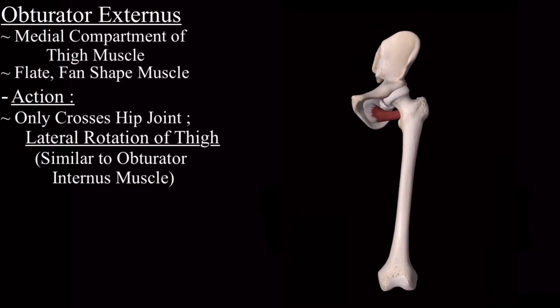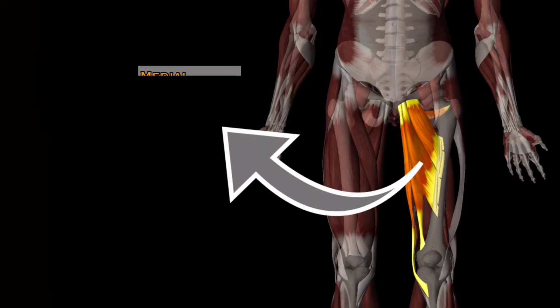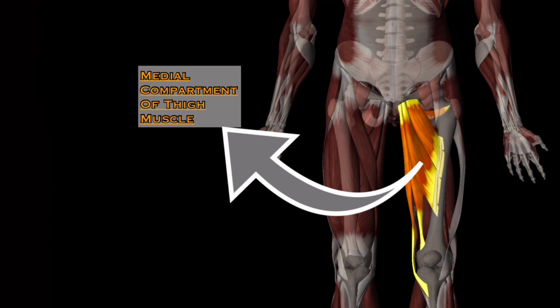This is the only muscle in the medial compartment whose action is different from its other muscles. All other muscles of the medial compartment adduct the thigh, while obturator externus muscle laterally rotates the thigh. So comparing its action with the obturator internus muscle will help you memorize its action. Next, I will give you a quick overview of the medial compartment muscles of the thigh.